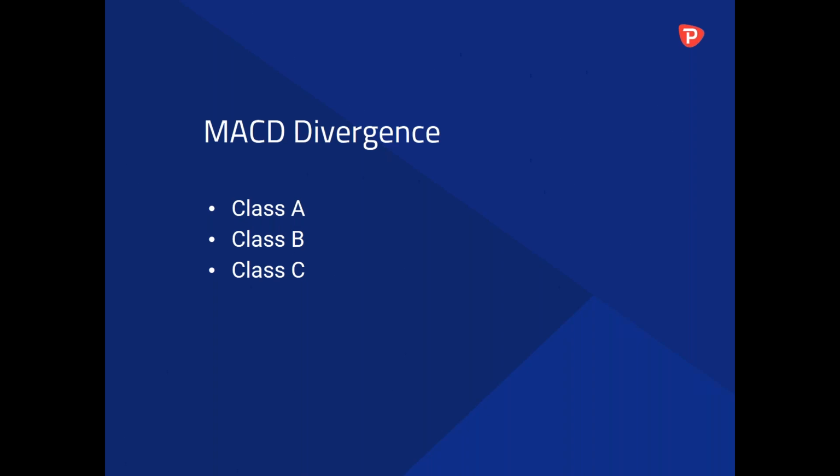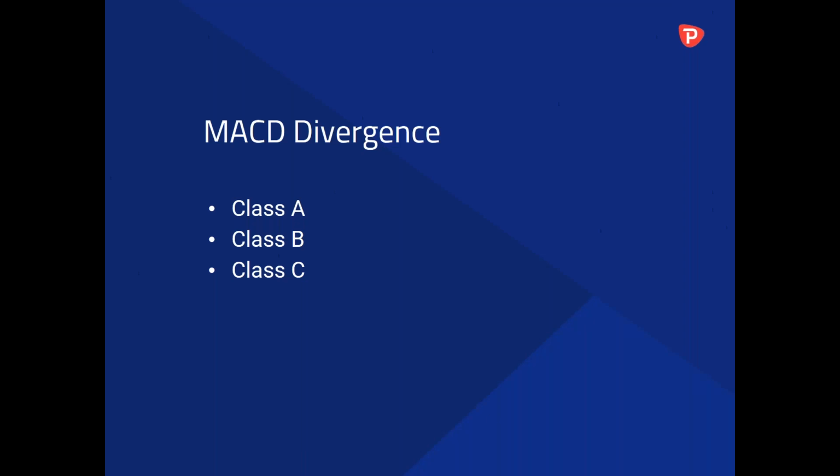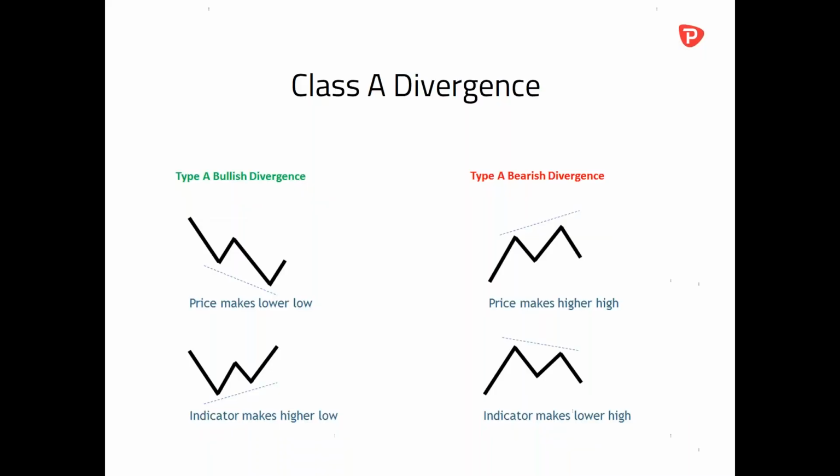So that's where the MACD comes from. That's where the name, the acronym MACD comes from. But specifically, divergence is what we're going to discuss here. And basically, all it's doing is explaining and showing us that the indicator and price are moving away from each other. Okay. So let's have a look at Class A divergence as a starting point.